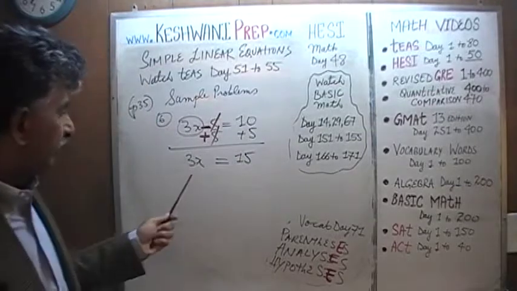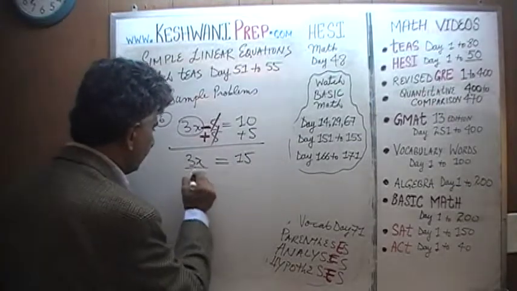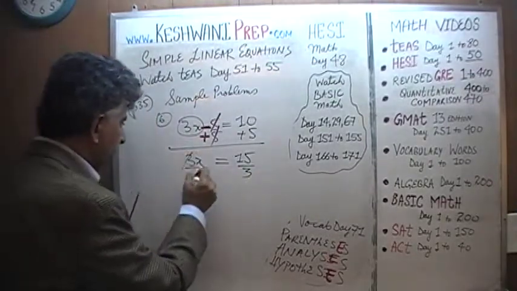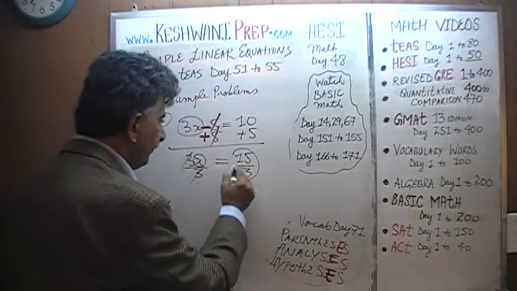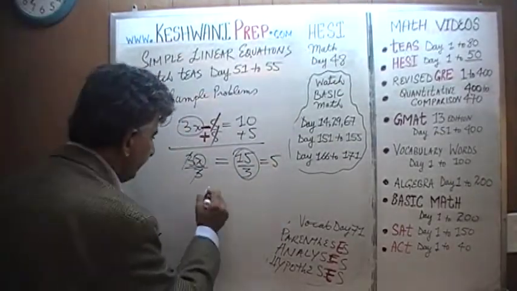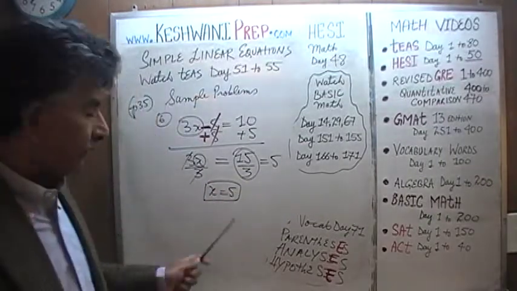Again, we're not interested in the value of 3x. We want to find out what 1x is. Let's divide both sides by 3. The 3s are going to cancel out, and we end up with x equals 15 over 3. 15 over 3 is 5. The assertion that we're making is that x equals 5.